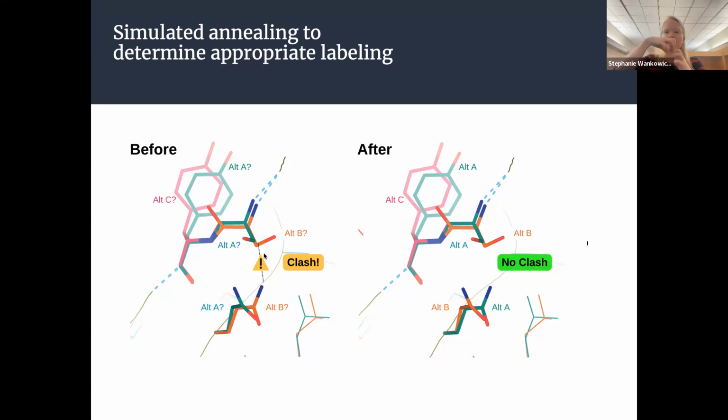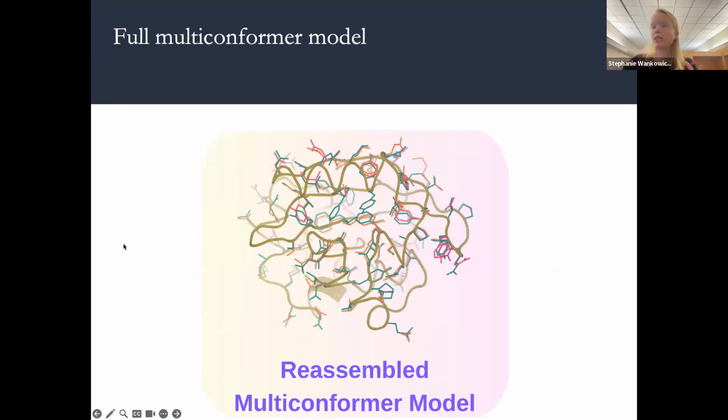This allows us to get an understanding of exactly how the different conformations of the protein are fitting together. And so finally, we have this full multi-conformer model. The protein is now modeled in multiple different conformations, as you can see from the side chains here, as supported by the density.